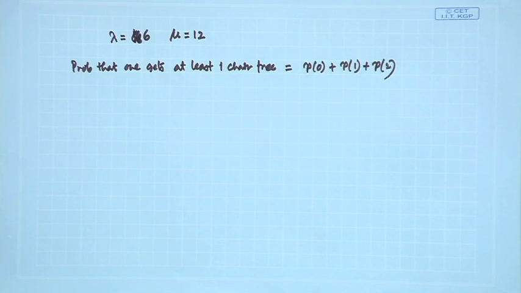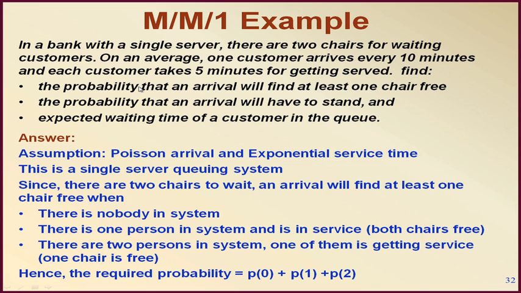P0: nobody in the system, both chairs free. P1: one person getting service, both chairs free. P2: one person getting service, one person sitting on one chair, second chair free. So, that is what we need to calculate. So, what will be P0?